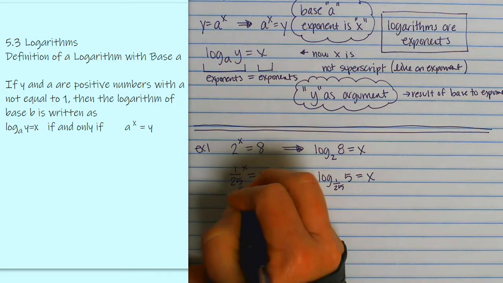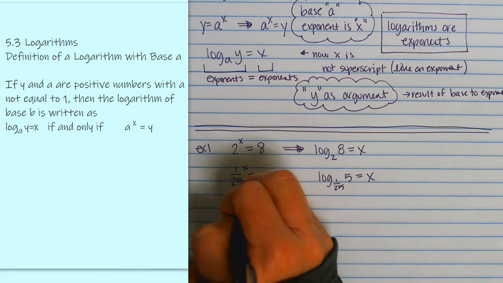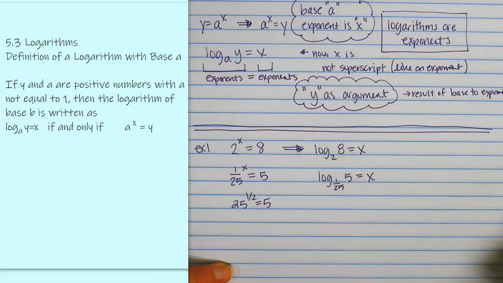How about, let's switch things around. Let's say I have everything and you don't know what x is. In other words, 25 to the 1/2 equals 5. So different problem, same numbers. So how do I rewrite that as a logarithm?